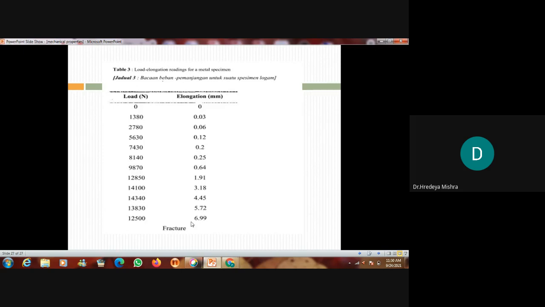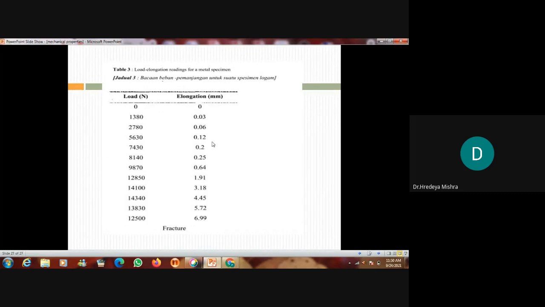and here see the elongation 6.99, means around 7 mm, and the load is 12,500 Newton. A huge load is there. So after the 6.799, fracture will occur, means the material breaks down. So how are you going to draw the stress strain diagram for this?